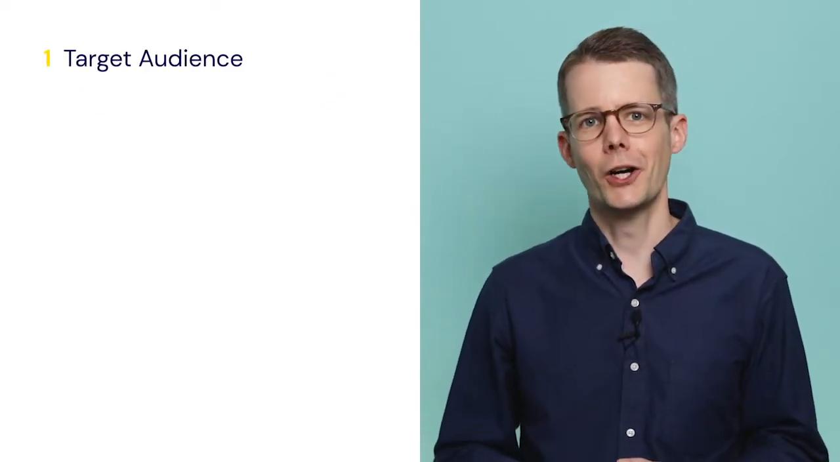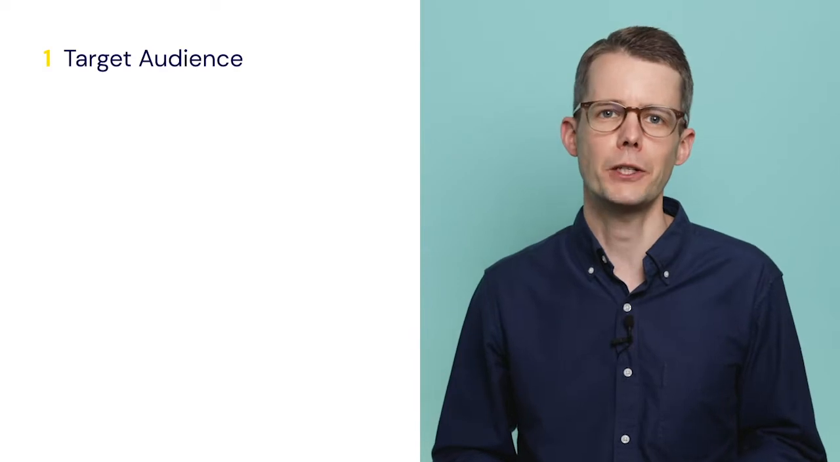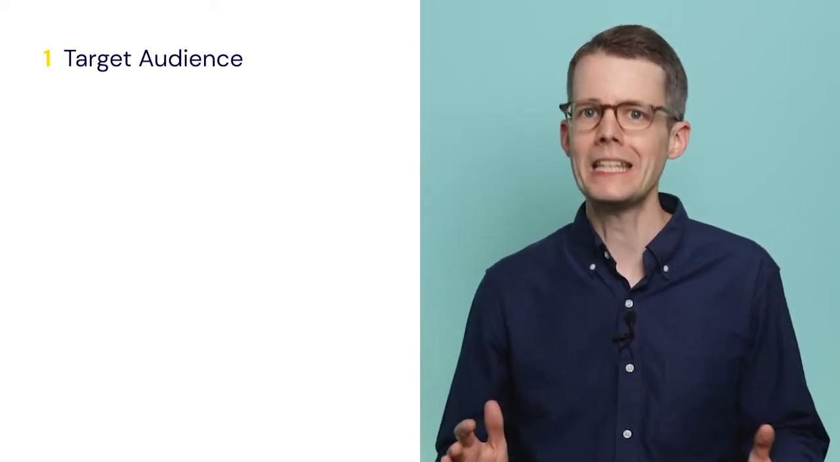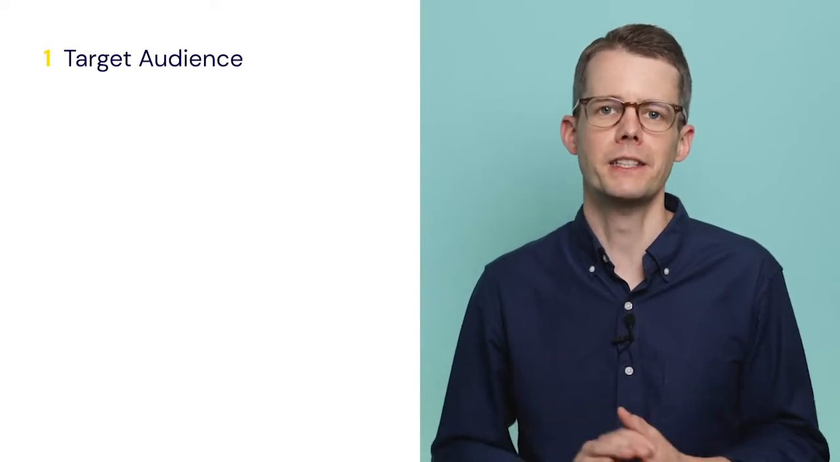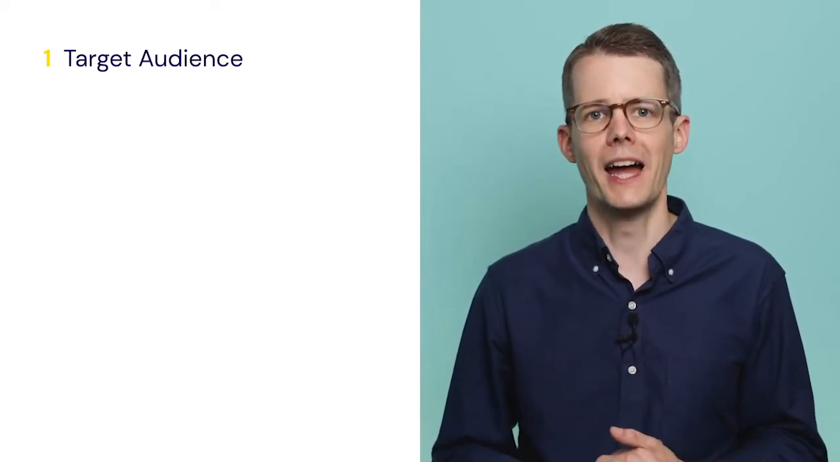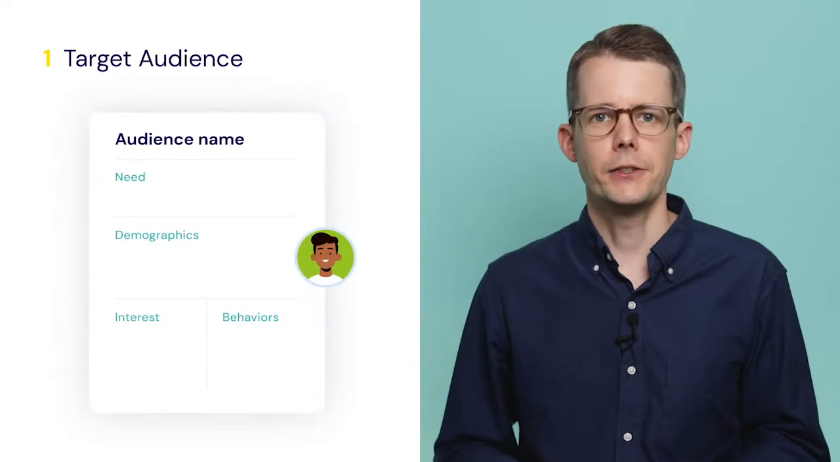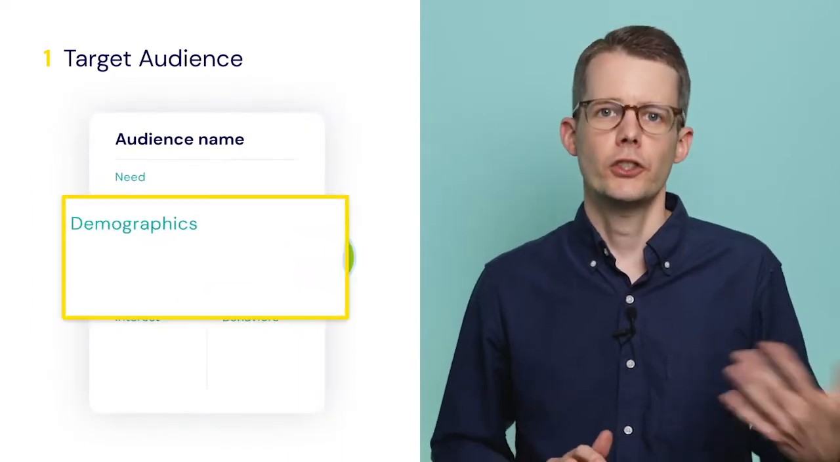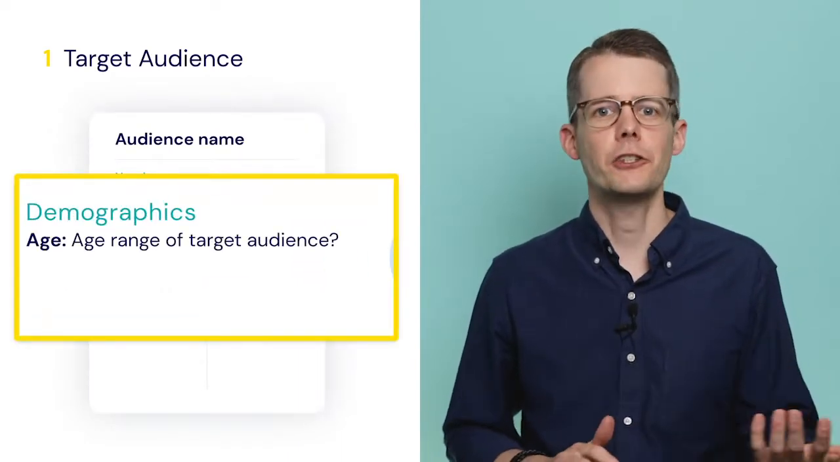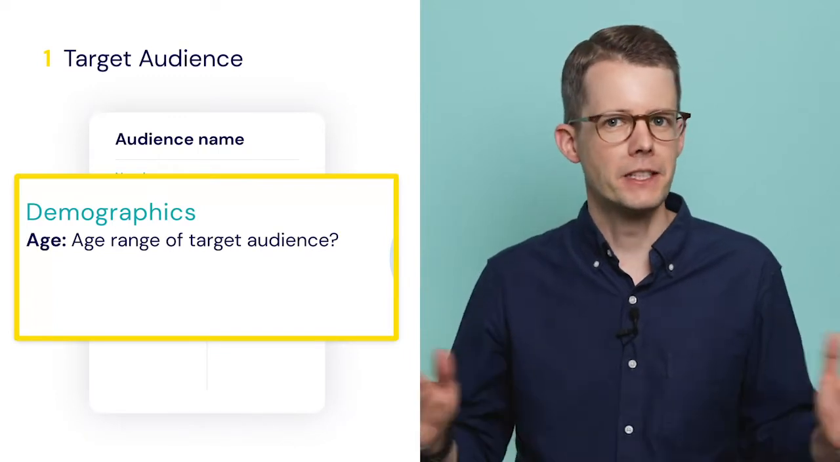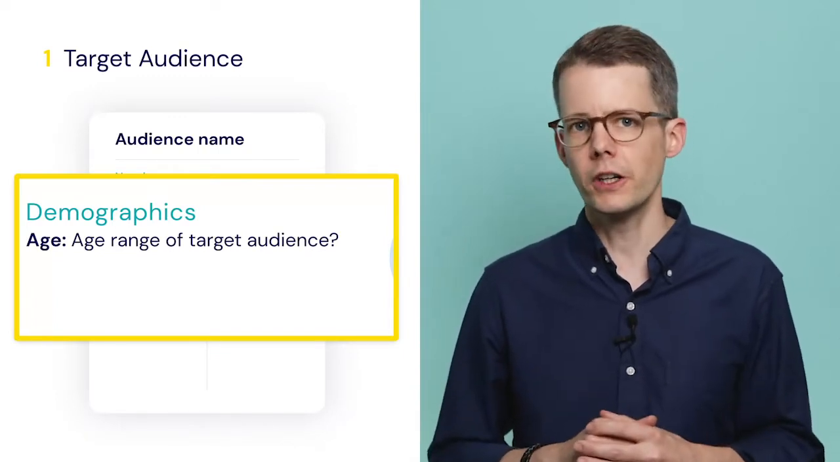First, your target audience. Clearly defining your target audience is the very first thing you should be doing. And compared to many other forms of advertising, social media platforms allow you to be very specific in choosing who to show your ads to. So ask yourself the following questions. Start with the demographics. What's the age of your target audience? Is there a specific age range of people you want to target?